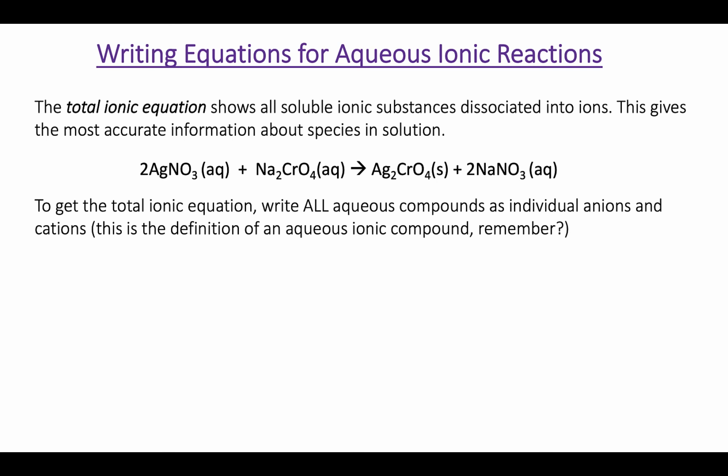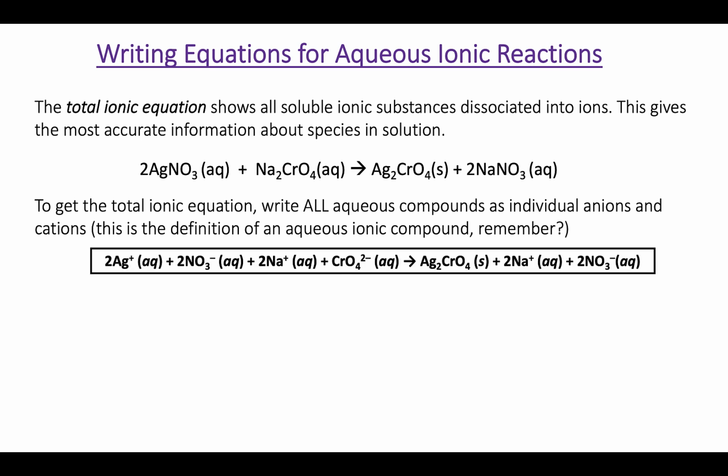So to convert from our balanced chemical reaction, which is what this is, to our total ionic reaction, what we want to do is write all aqueous compounds as individual anions and cations. And so that would give us the following. Definitely be mindful of your coefficients and your subscripts, right? I've been pretty intentional with how I've provided this here. If we have 2 silver nitrates, that's going to dissociate into 2 Ag+ and 2 nitrates. And so we're going to have 2 silver pluses and 2 nitrates as that first bit.